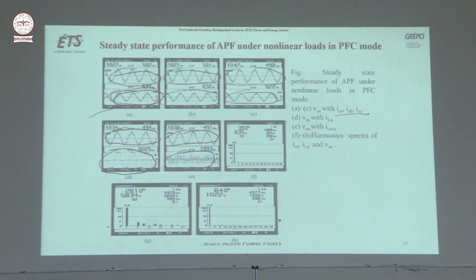This is to show the harmonic spectra of ISA. THD here is 3.9, and this is the load current THD, 26% THD, and this is VSA, 6.3 in VSA.